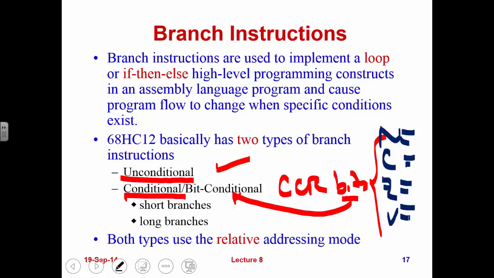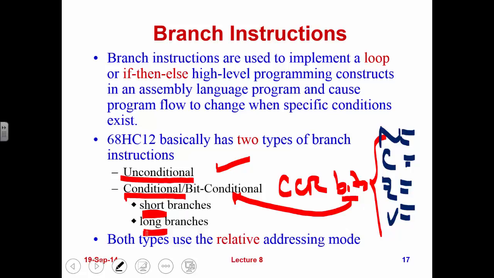Now, the conditional branch instructions are further divided into short branch and long branch. Let me simply tell you what short branch and long branch mean. Assume our program counter value right now is at a particular point here. Short branch means you can branch backward or forward, but the location you branch to is quite close to where you are now.